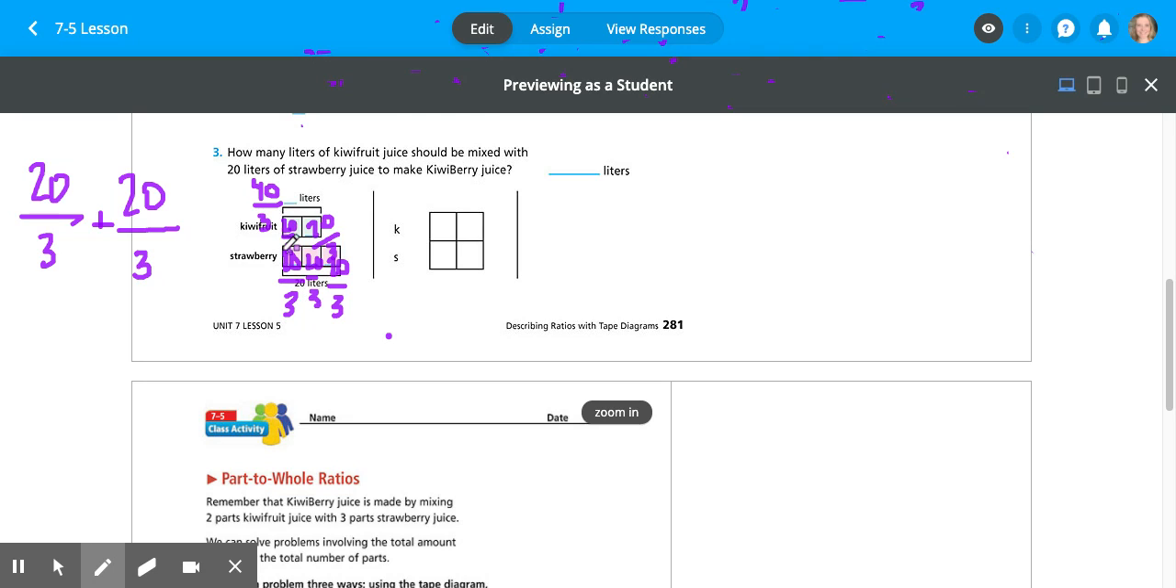So now, in our factor puzzle, we have 2 for kiwi fruit and 3 for strawberry. And we have 20 liters of strawberry. We're looking for the kiwi fruit. So again, it's going to be a 1 here. That's the number that goes into both 2 and 3 evenly. So 20 divided by 3, we know is 20 thirds. So now 20 thirds times 2 is our 40 thirds.